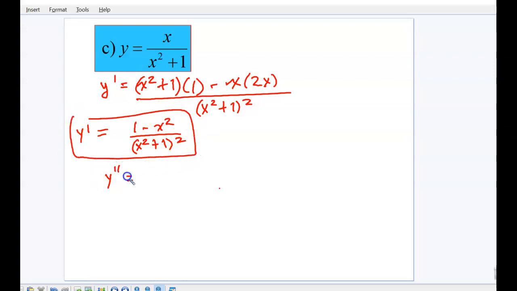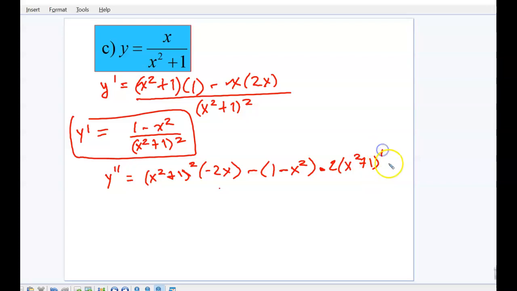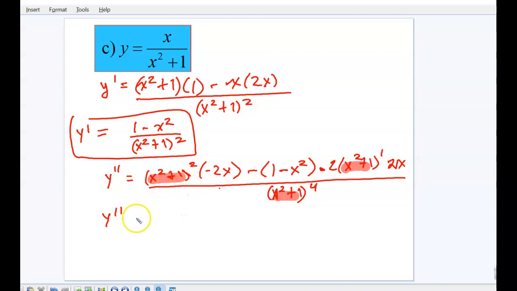Now to take the second derivative, I have to use the quotient rule again. When I take the derivative of the bottom, it's going to be the chain rule. So it's going to be 2 times x squared plus 1 to the first times 2x, and this is all over x squared plus 1 all to the fourth power. Now notice there's an x squared plus 1 common to all of these, so I'm going to factor one out, or cancel one out. So this is just going to be x squared plus 1 to the first power times negative 2x.